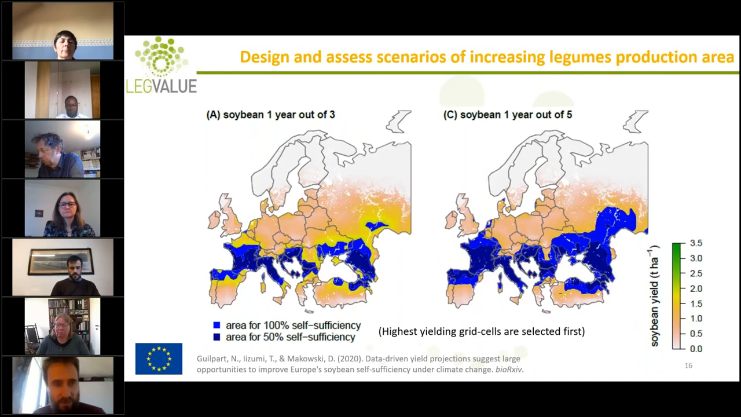And the last example I'm going to present is how we can use this map to design and assess scenarios of increasing legume production in Europe. Here, under historical climate, you can see in blue, given the yield projected by the model, the area that would be required to reach 100% self-sufficiency in soybean, or in dark blue, 50% self-sufficiency in soybean, according to two situations: if we grow soybean 1 year in three, or 1 year in five on the right. Well, I will not comment any further, but that was just to show you a few examples of what we can do with those maps.